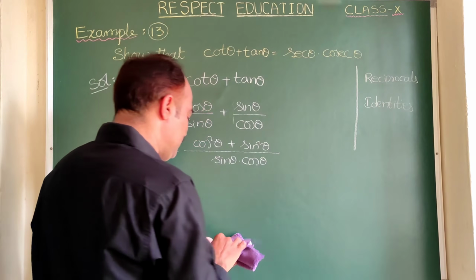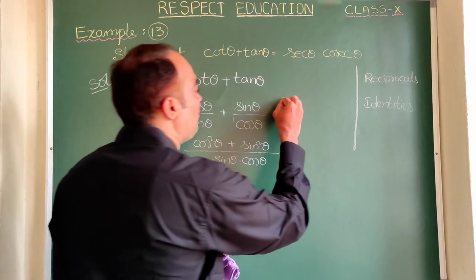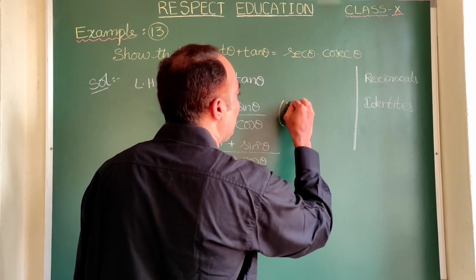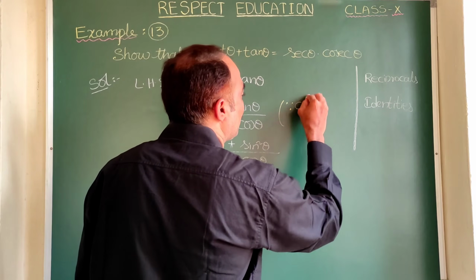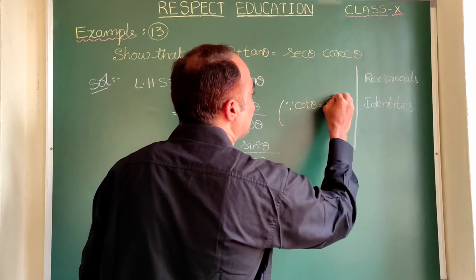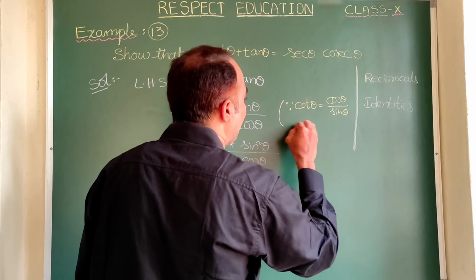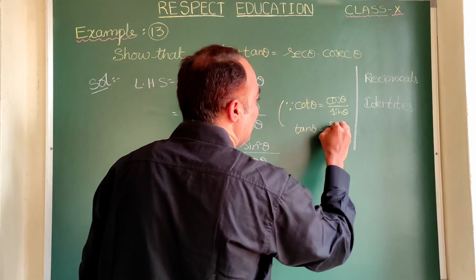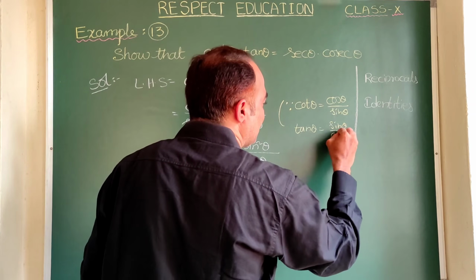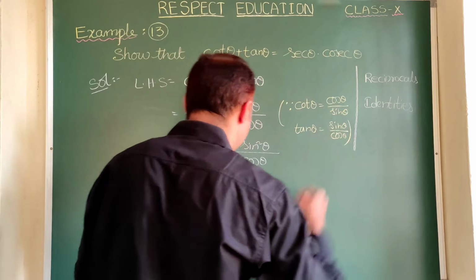Opposite every step you can write the formula you have used. Here we have used the formulas: cot theta is written as cos theta by sin theta, and tan theta is written as sin theta by cos theta.